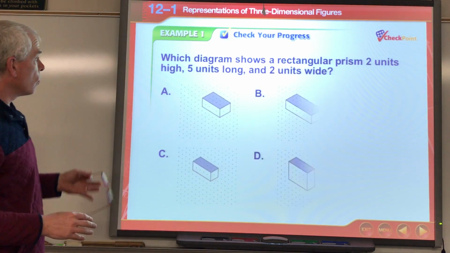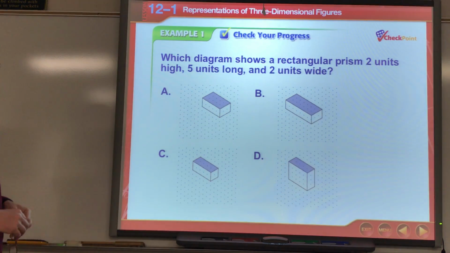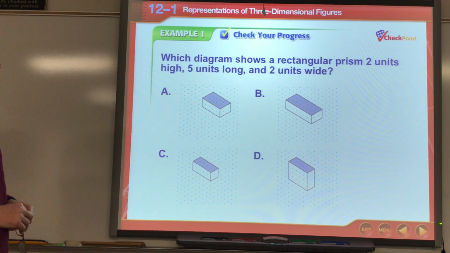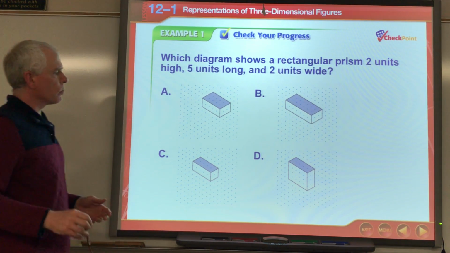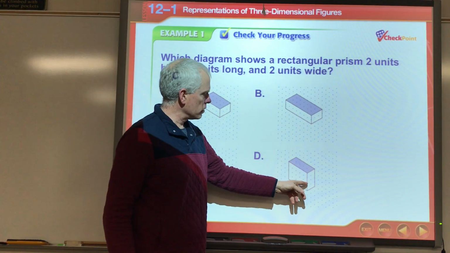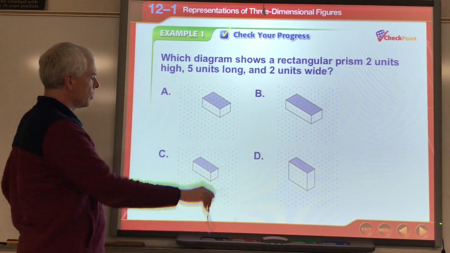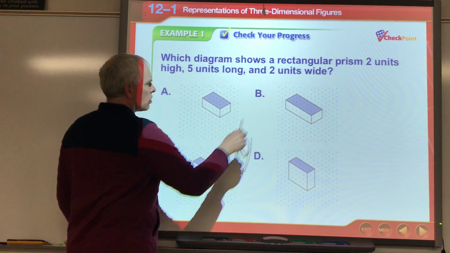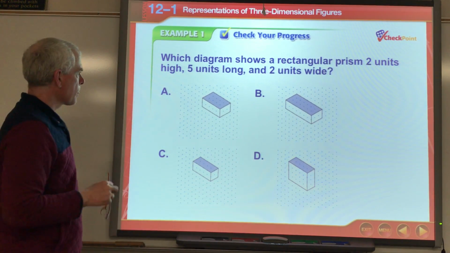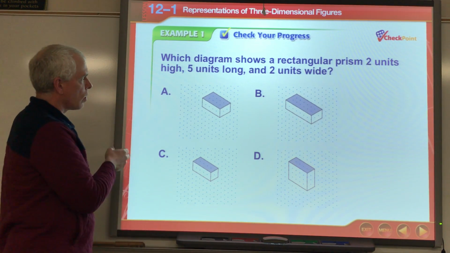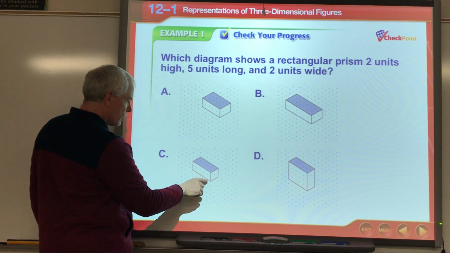Okay? So which of these diagrams would show a rectangular prism 2 units high, 5 units long, and 2 units wide? Think about that for a second. Well, let's go through here. This one clearly 1, 2, 3, 4 dots high. That is not 2 units high, so I can eliminate D. Okay, these ones all look like they're 2 dots high. Okay, and then it's supposed to be 5 long and 2 wide. So this one's 5 dots.